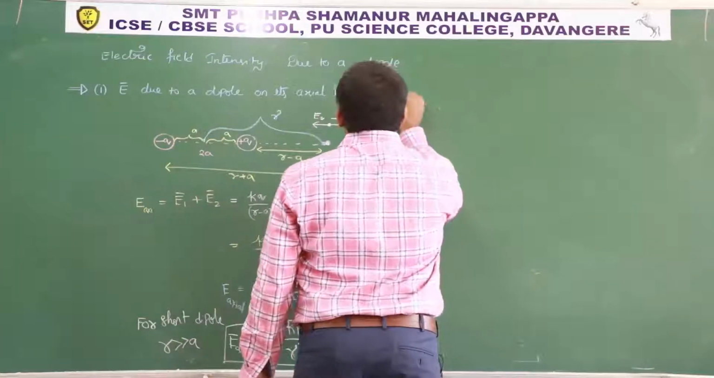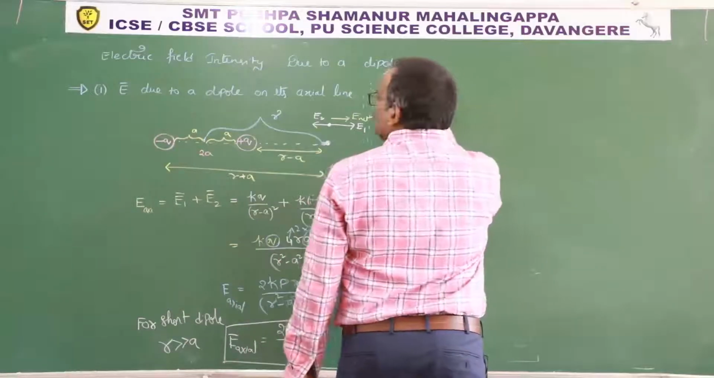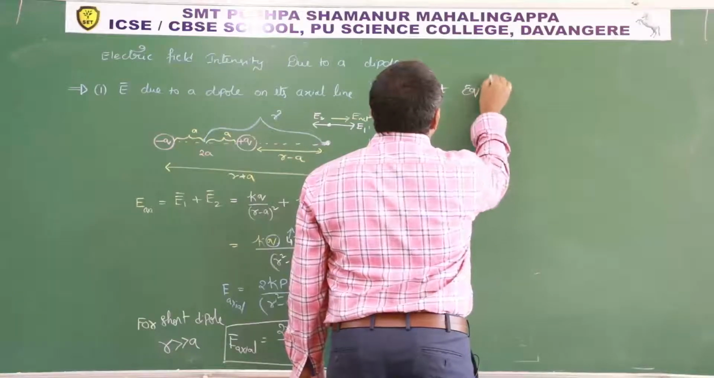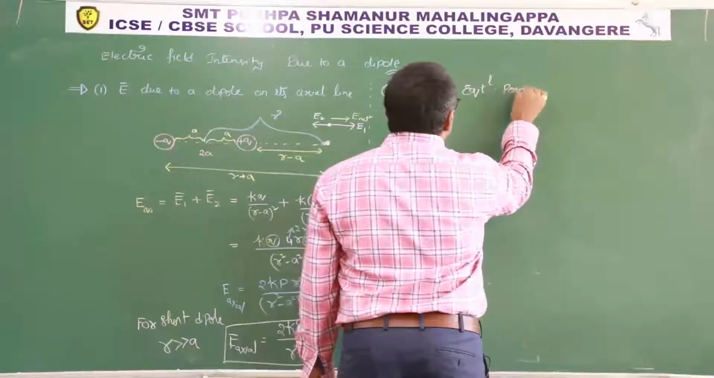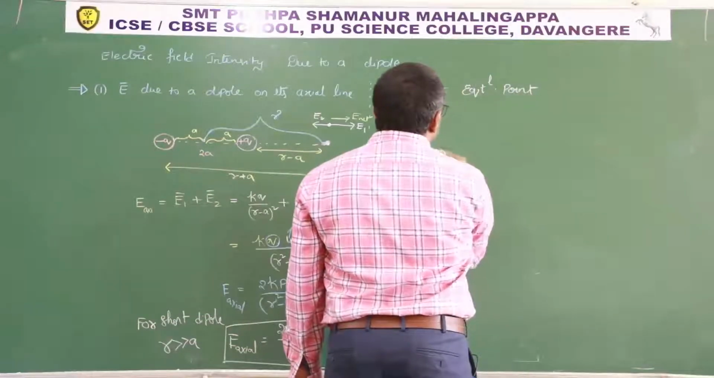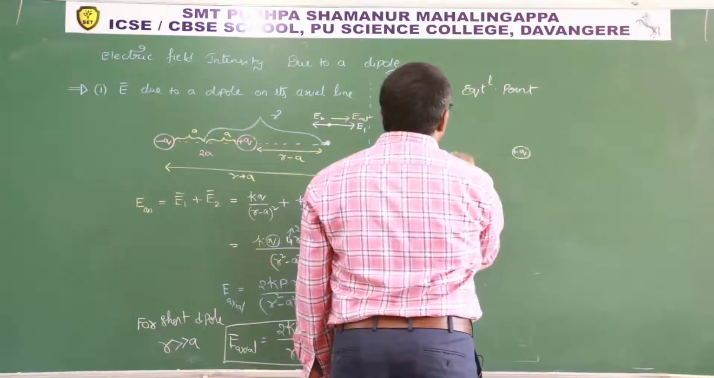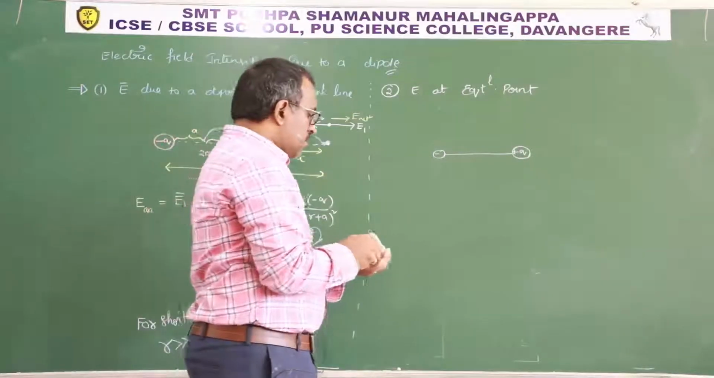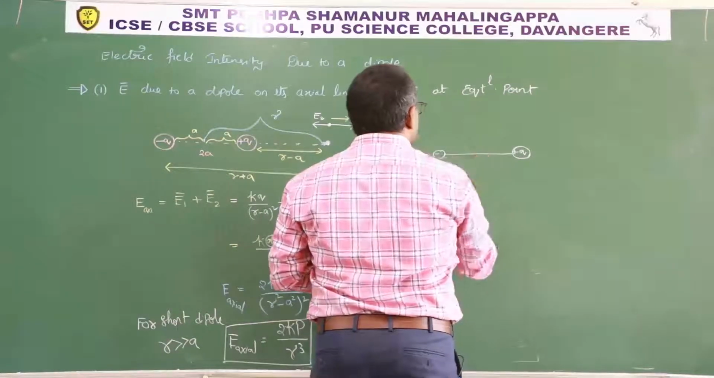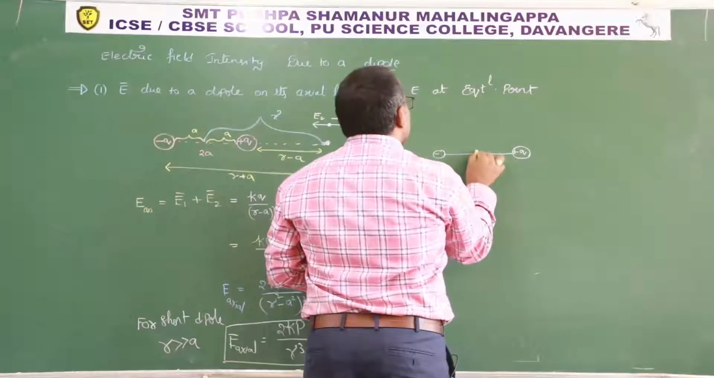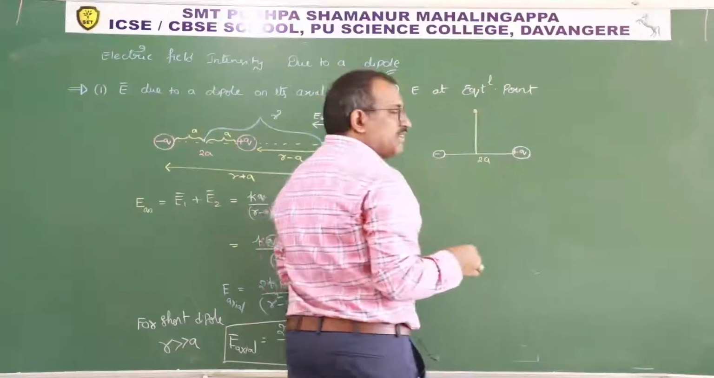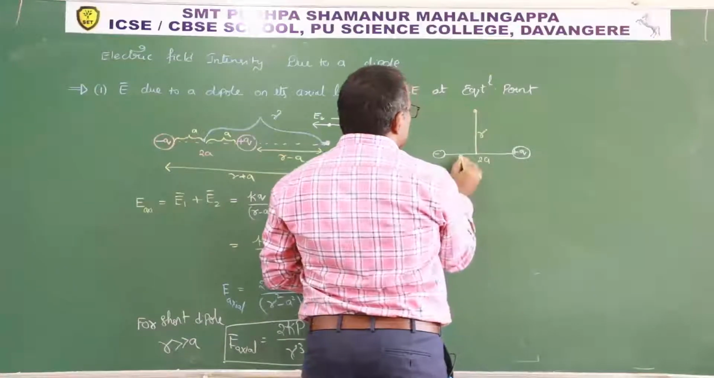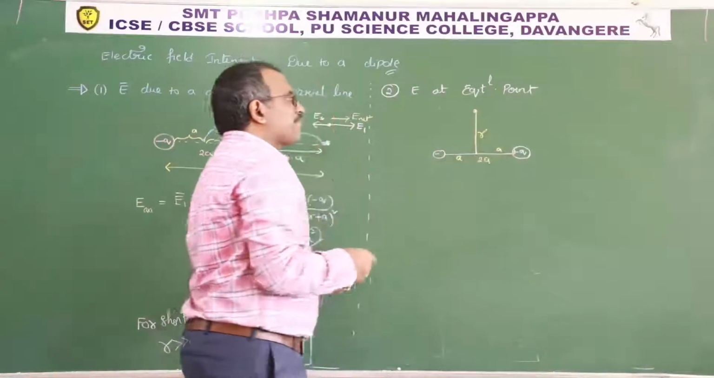Now, point number 2. Electric field at an equatorial point. As I discussed, this is minus q, this is plus q, minus q and plus q, and you can see here this is 2a. Equatorial point means this, which I already taught in basics, right? So at this point, which is at r distance, this is a, this is a.